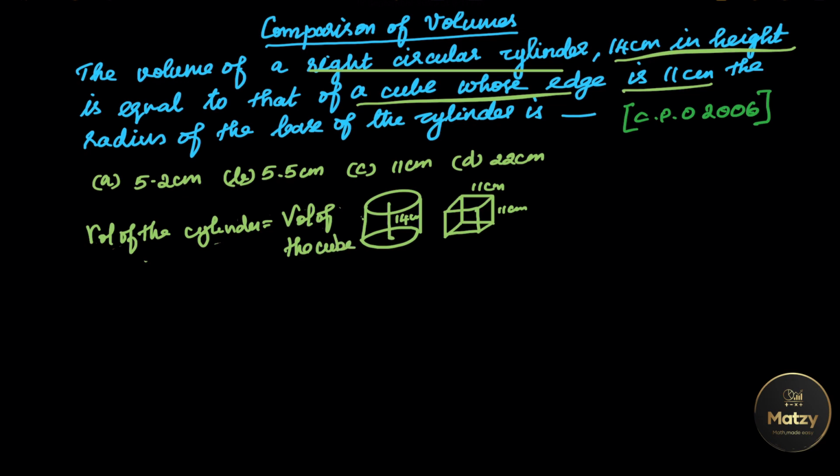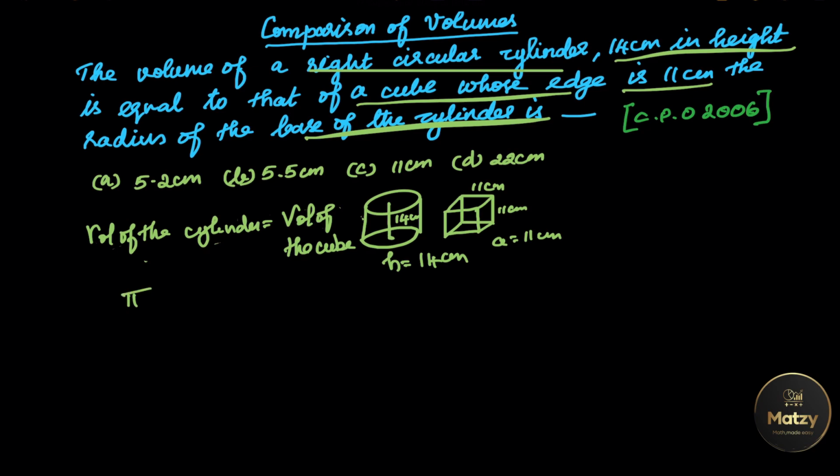For cylinder, H is given. What is H? 14 centimeter. For cube, side is given. That is 11 centimeter. Volume of these two are equal. It is given in the problem. So, you have to find out the radius of the base of the cylinder.